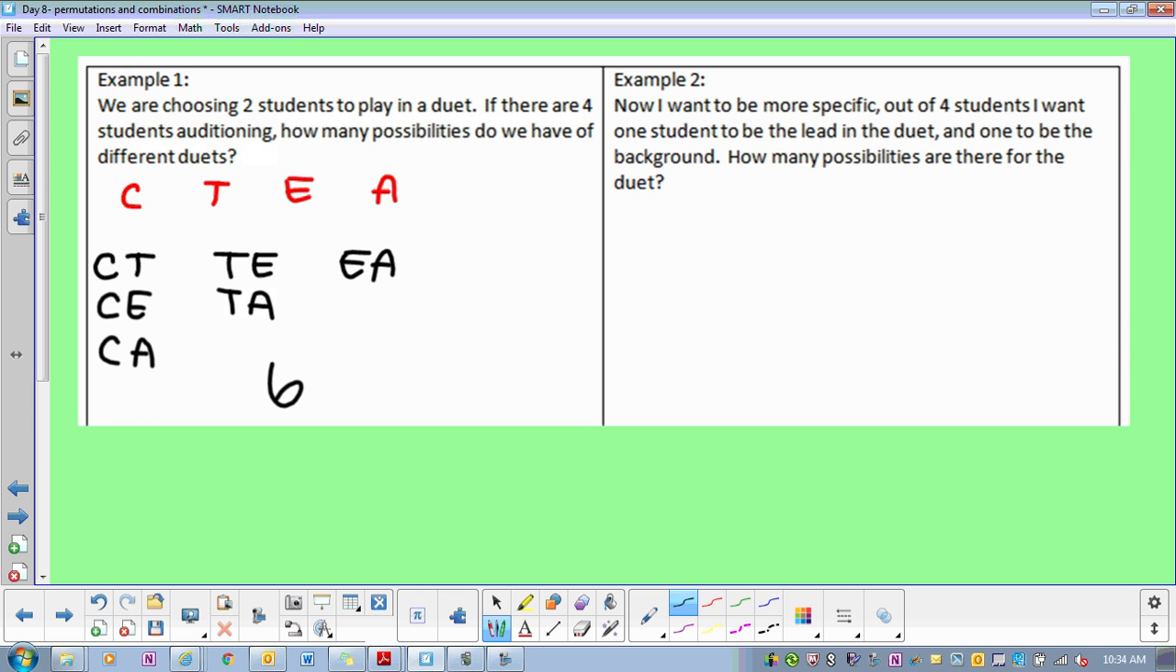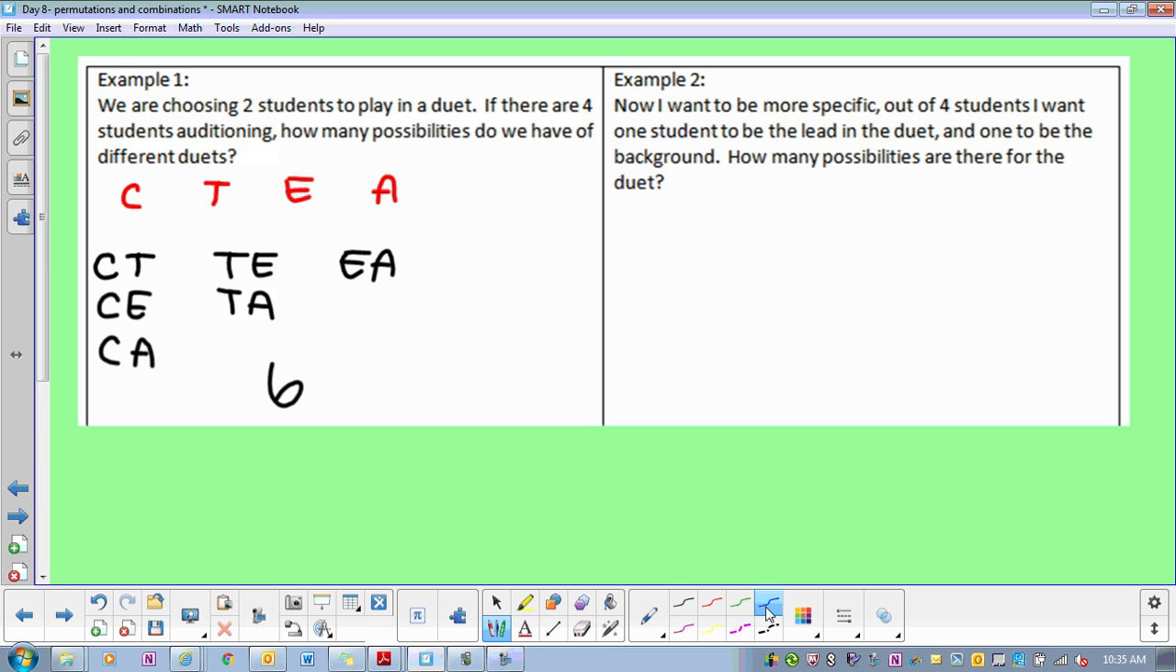Now, let's take that same example, okay? Now, I want to be more specific. Out of these 4 students, I want 1 student to be the lead vocal, because they're singing now. And one of them is in the background. So now, does the order matter in how I write the name? Yeah, because I want one person to be the lead, right? So the person whose name comes first, they're the lead, right? So how many possibilities are there now for the duets?